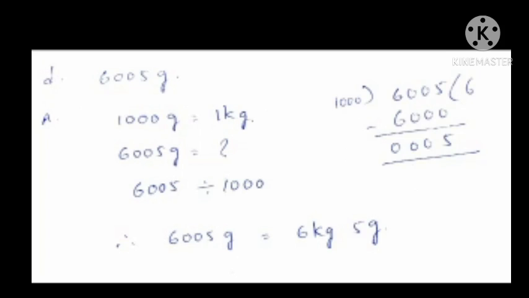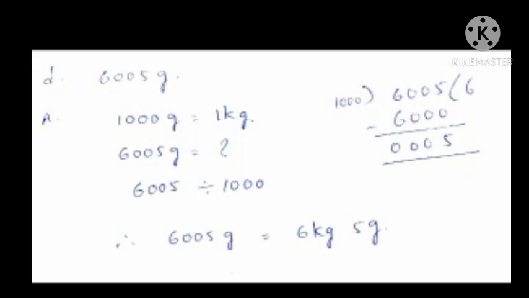D sum. 6005 grams we have to convert into kilograms and grams. 1000 grams is equal to 1 kilogram. 6005 grams is equal to how much? What should we do? We have to divide 6005 by 1000. Next do the division.